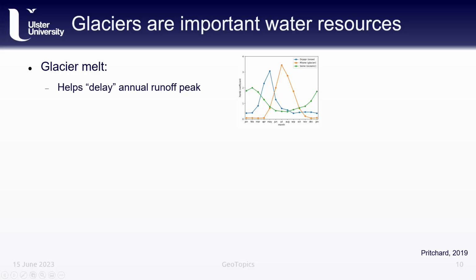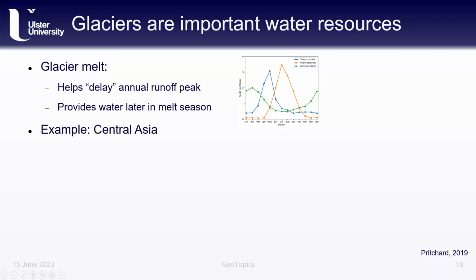And then the orange is the Rhone glacier catchment in France. And you can see that compared to the snow melt-dominated catchment, it actually shifts the peak to later in the year. So we have more flow later in the summer, in the hotter months, and into the autumn as a result of this delay. So glacier ice catchments can be very important to help spread those water resources out over the course of the year.